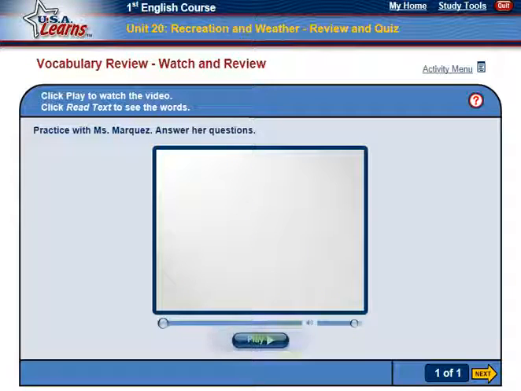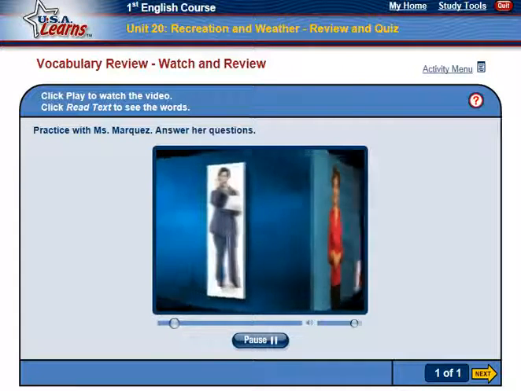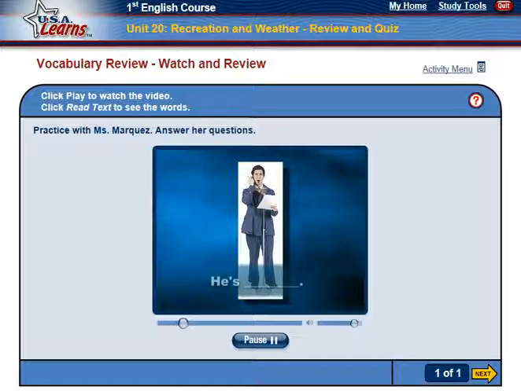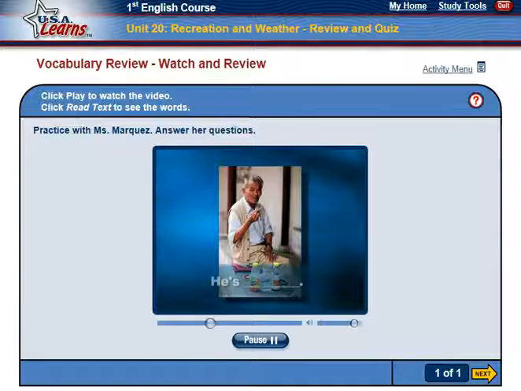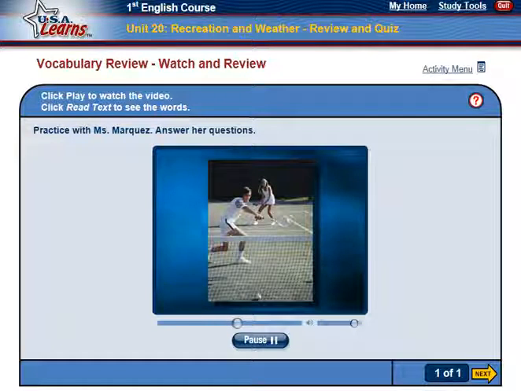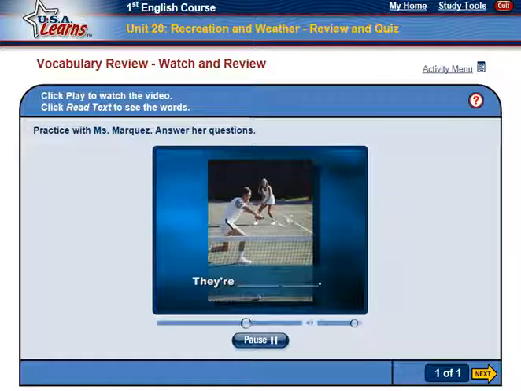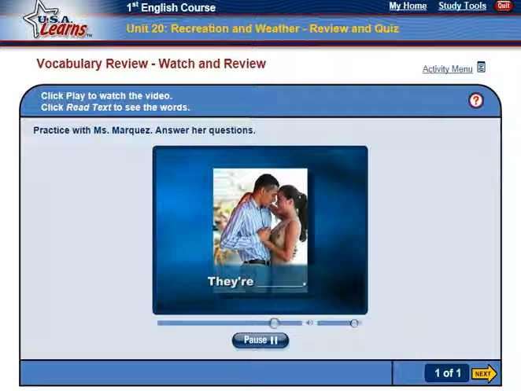Look at the pictures and answer my questions. What is he doing? He's singing. What is he doing? He's eating. What are they doing? They're playing tennis. What are they doing? They're dancing. Good work.